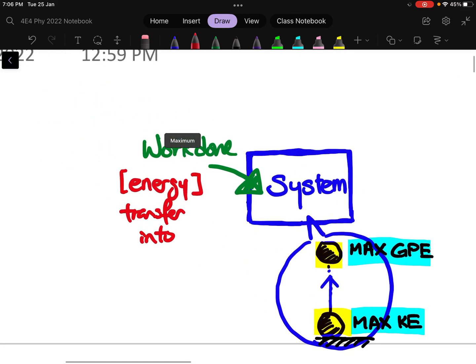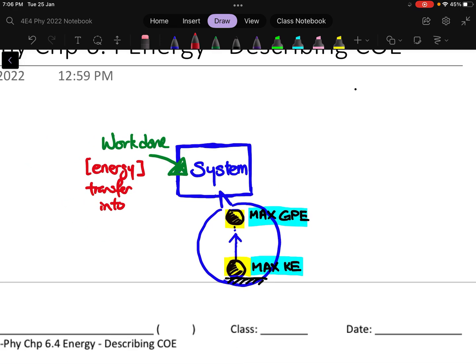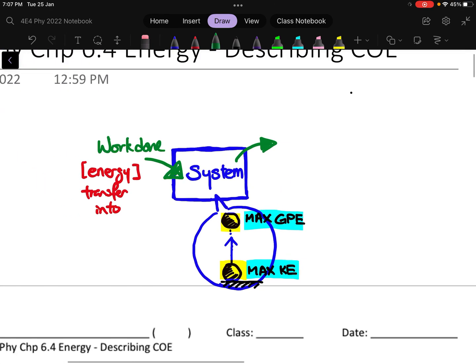Similar to work done being interpreted as energy transferred into a system, to describe energy that has been transferred out of the system, for example, in this particular case, some energy will be transferred to the air, right? We say that this is also called work done. So in essence, work done can refer to energy that is being transferred in or transferred out of the system.